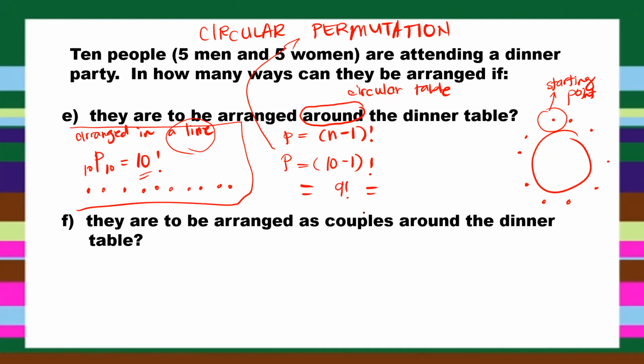And 9 factorial is equal to what? 362,880. Tama ba ako? Next.